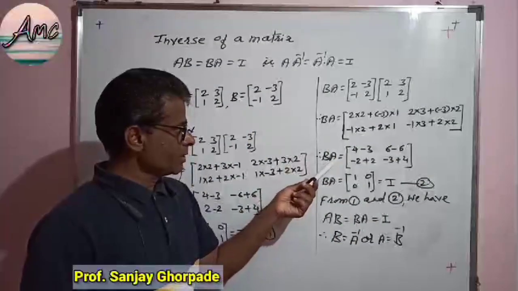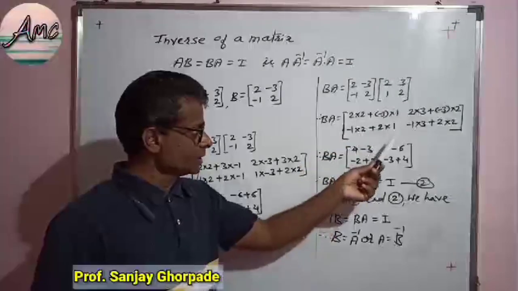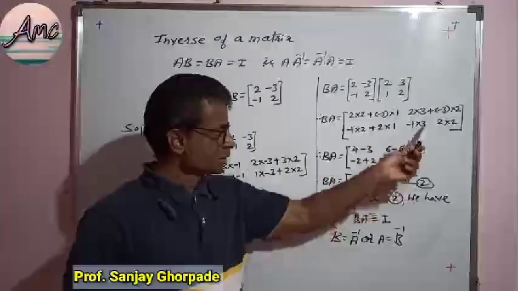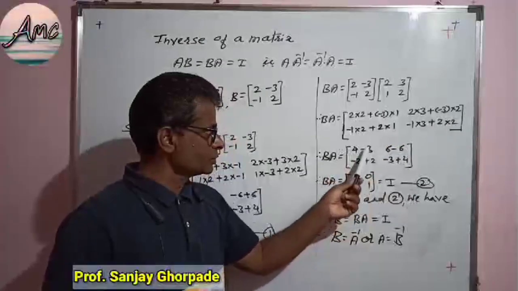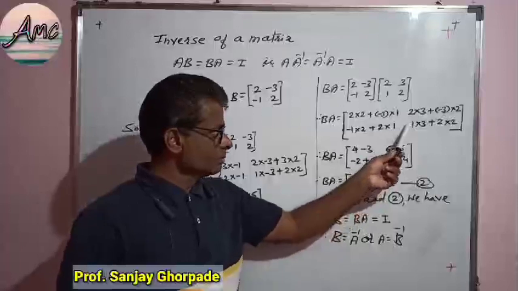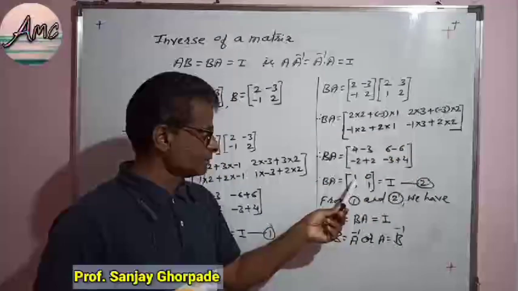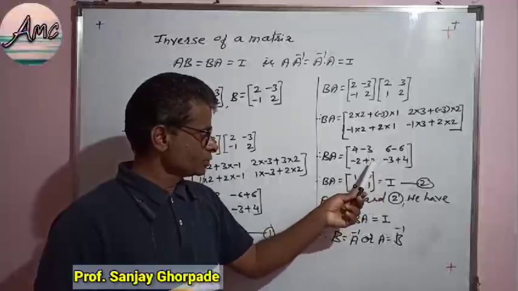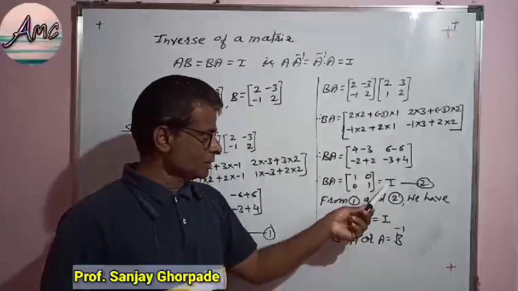Simplify. BA equal to 2 into 4 minus 3, 1s are 3, 2 3s are 6. Minus 3 into 2 is minus 6, minus 1 into 2 is minus 2, plus 2 1s are 2, minus 1 into 3 is minus 3, plus 2 2s are 4. So 4 minus 3 is 1, 6 minus 6 is 0, minus 2 plus 2 is 0, minus 3 plus 4 is 1. That is equal to the identity matrix.